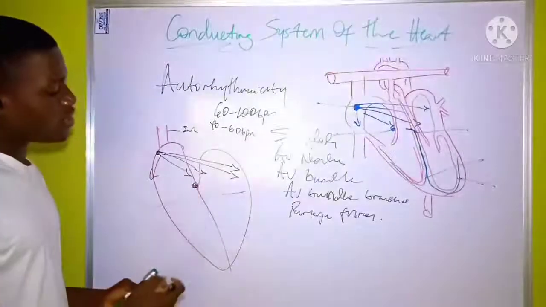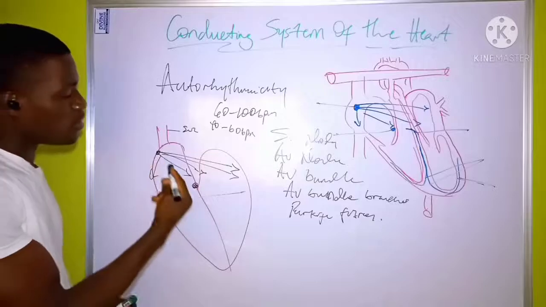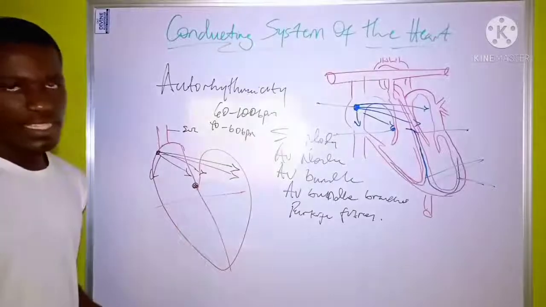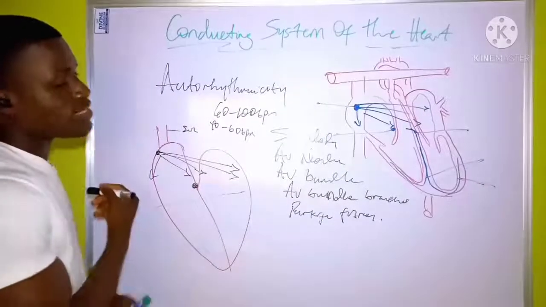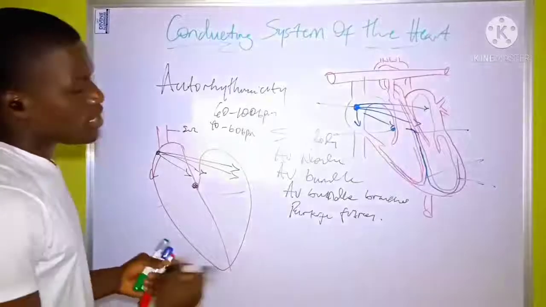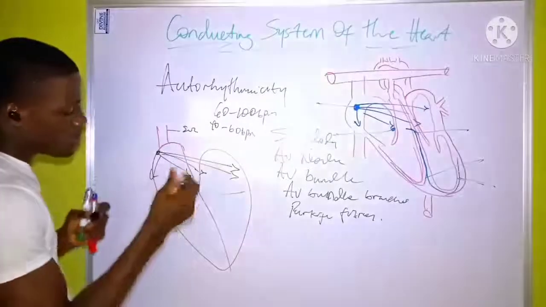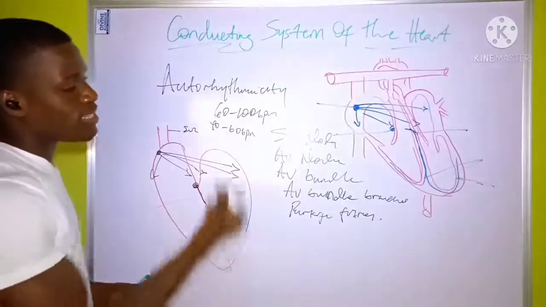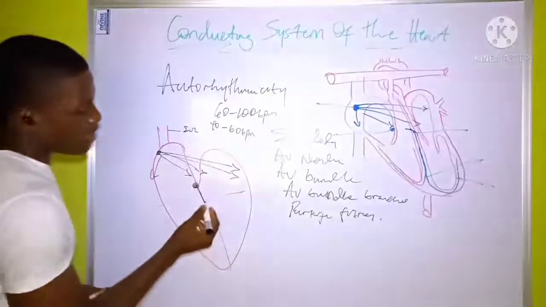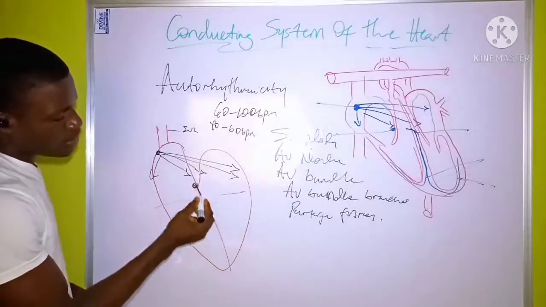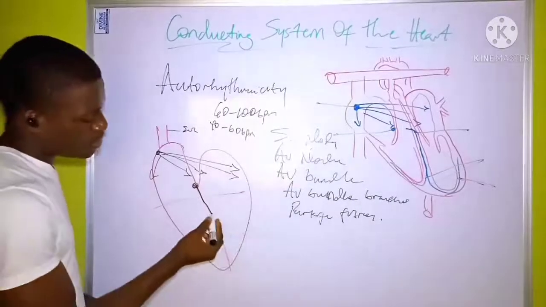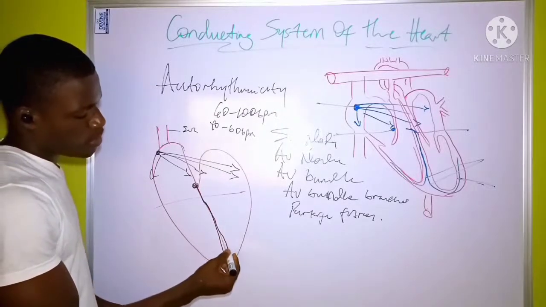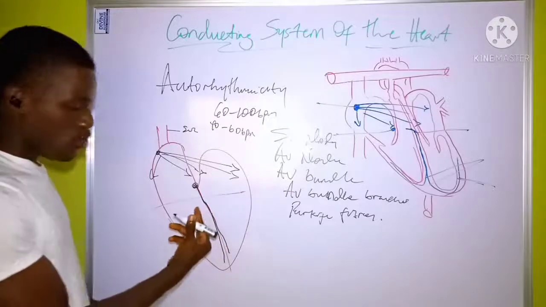So the AV node, on receiving impulse from the SA node after the contraction of the left and the right atrium, sends the impulse into the AV bundle. Now, the AV bundle lies within the septum, that's within the septal wall. That's where the AV bundle is found, and then it gives off two branches, which are the left and the right branches. That's the AV bundle branches, which come this way. One comes this way, and the other one comes this way, still within the septum.